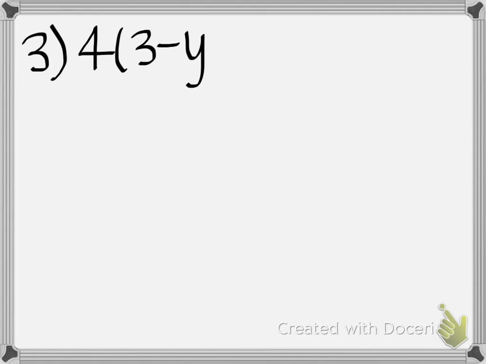So moving along to number 3. Number 3 is 4(3 minus y) equals 5y. Now this one kind of trips some people up because we have y's in 2 different places. But it's really not that hard. So we're going to treat this one like the first one.